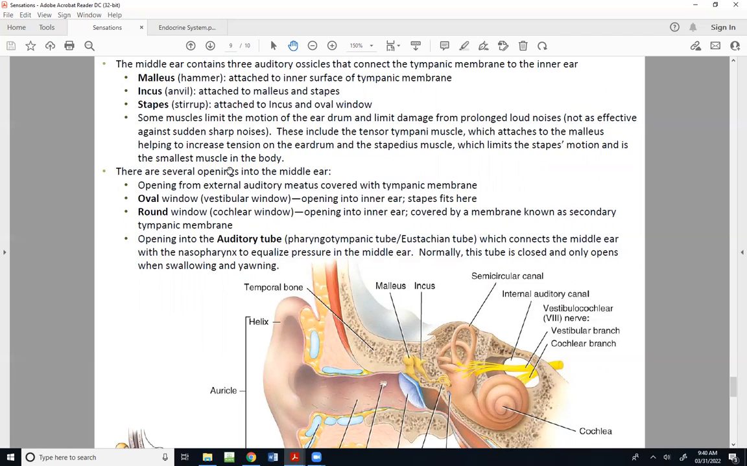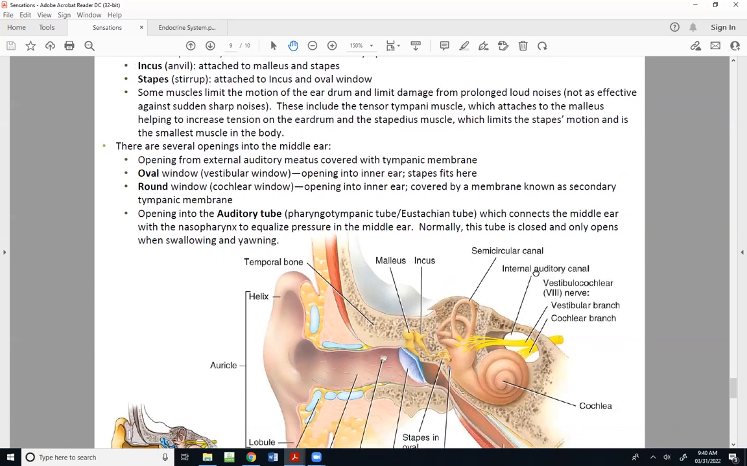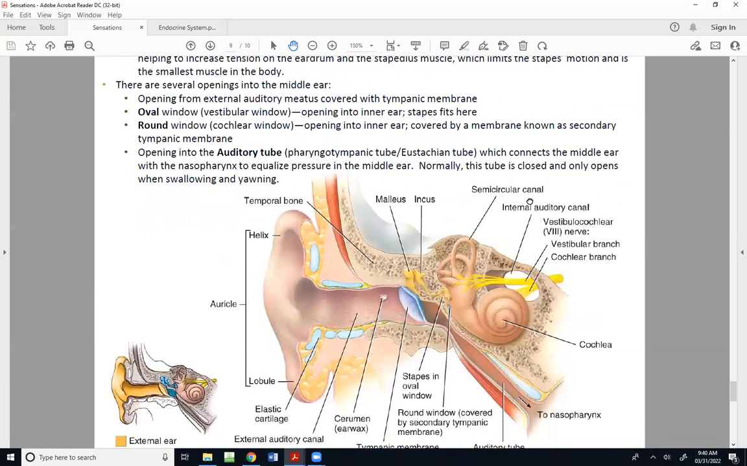It actually is the smallest muscle in your body. So in other words, they prevent too much vibration and too much energy being transferred to your inner ear. Once again, that's effective when it's something prolonged, like over a long period of time, but just not as effective against something that is really quick and sharp.